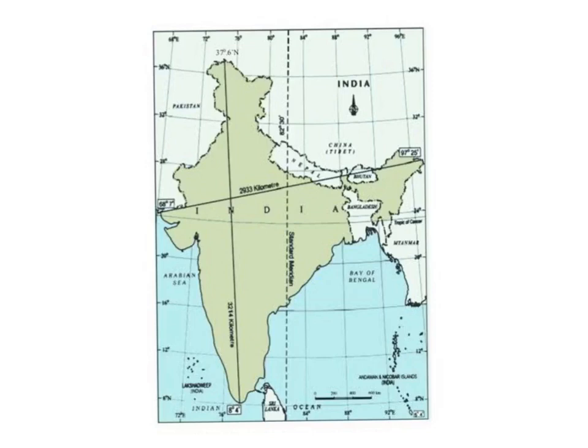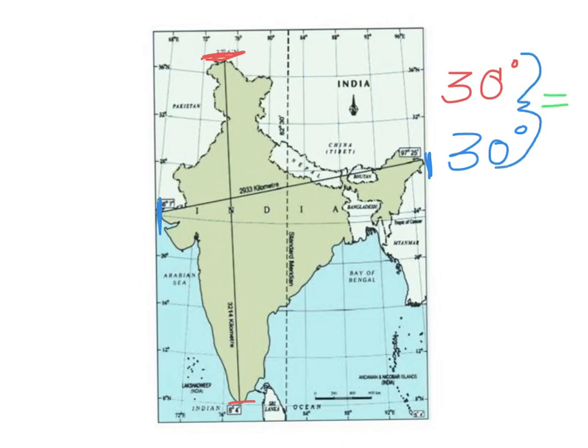Now, if you see the figure, you will see that the latitudinal extent is from 8 degrees 4 minutes north to 37 degrees 6 minutes north, which is about 30 degrees. And the longitude is from 68 degrees 7 minutes to 97 degrees 25 minutes east. Even that is about 30 degrees. That means both are approximately the same. Still, the east-west extent appears to be smaller as compared to north-south.